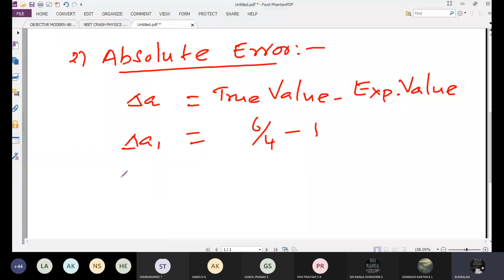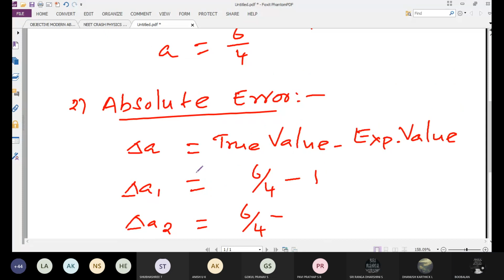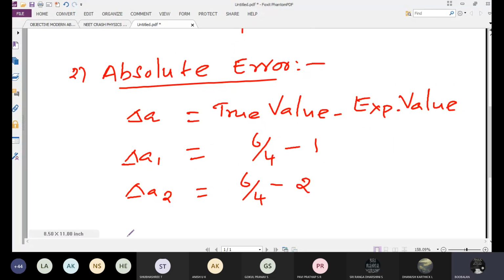Next, del A2 means 6 by 4 minus the A2 value. This is just an example. After this we will go for the problem, and I will tell you how to solve everything. The A2 value is 2. Like this, you can find del A1, del A2, del A3, del A4 up to del AN. So it is called the absolute error. Now you have an idea about how to find it.